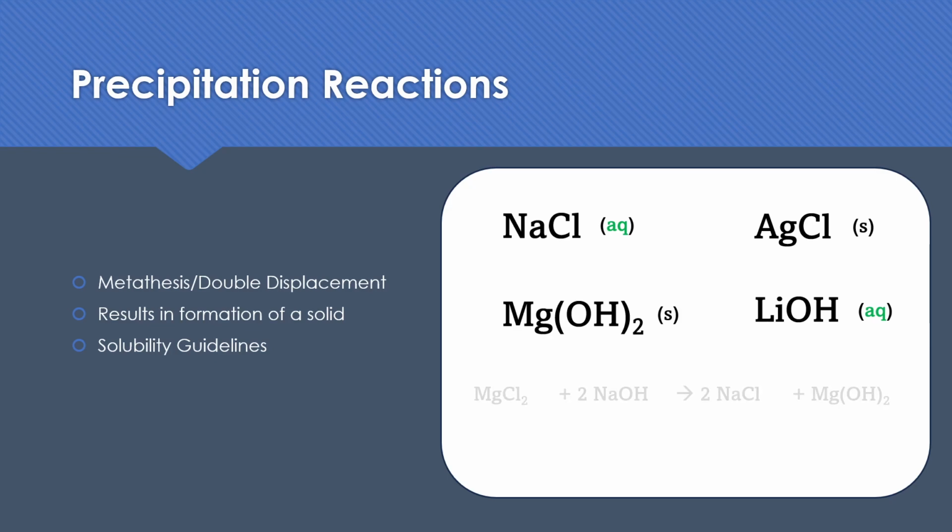And this is what you do. You look at a reaction and you say, okay, magnesium chloride, look it up, it's soluble, so we write aqueous. Sodium hydroxide, we check the charts, aqueous. Sodium chloride, check the charts, aqueous. Magnesium hydroxide, check the charts, solid. So then we'd say, okay, this is a precipitation reaction.